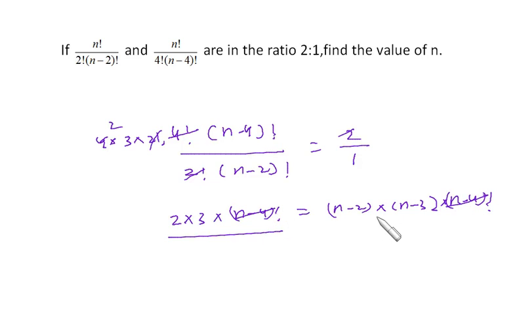So it's cancelled. Now further we have two consecutive numbers and their product is 6, right? So we know the numbers. One of them must be 2 and one of them must be 3. So the bigger number must be 3 and the smaller number must be 2. That means n minus 2 is 3. So n is equal to 5, right? So the value of n is 5. Okay.